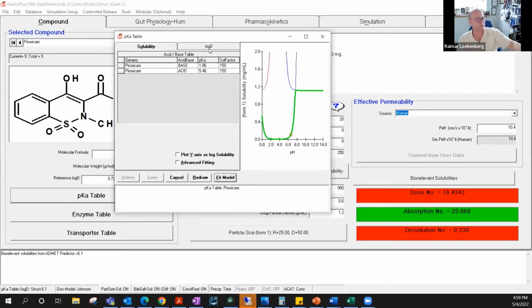And here on the green line, you see very nicely that this drug is not very soluble between pH 2 and pH 6. At very low pH, it is more soluble, and beyond pH 6, its solubility again increases.